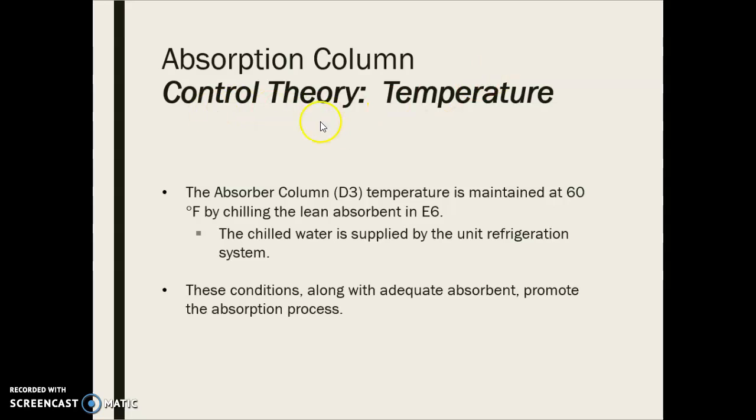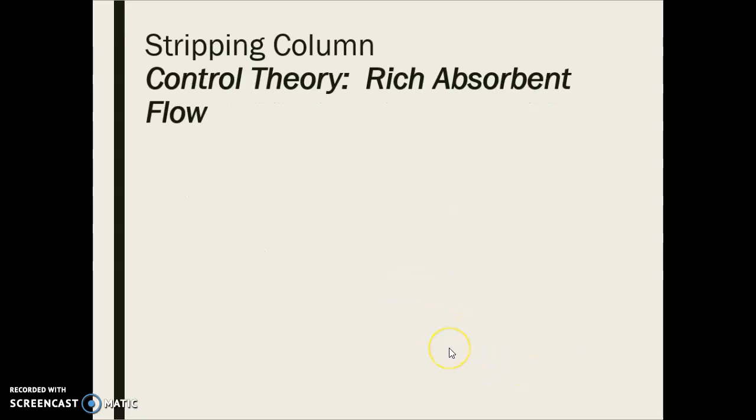Let's talk about the temperature control theory. The absorber column D3 temperature is maintained at 60 degrees Fahrenheit, and they do this by chilling the lean absorbent in E6. So if you see that, it is before it comes into the column. Chilled water is supplied by a unit refrigeration system. These conditions, along with adequate absorbent, promote the absorption process. And I think we remember talking about how higher temperature will cause the vapor catalyst to possibly become more gaseous and then exit through the vent gas, the waste gas stream, which we don't want. So if we keep it cool, it absorbs into the liquid better.